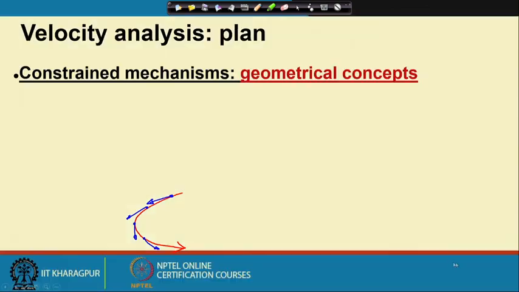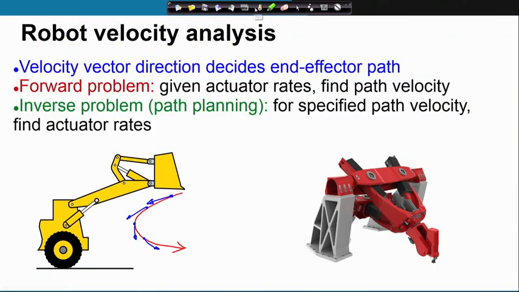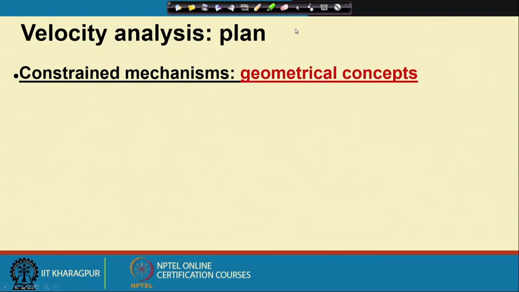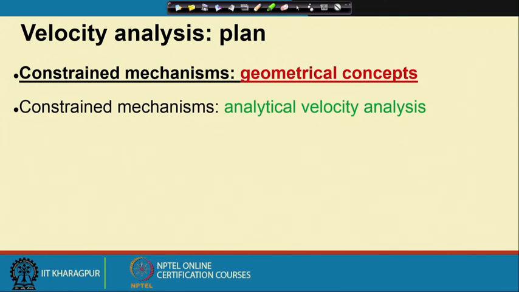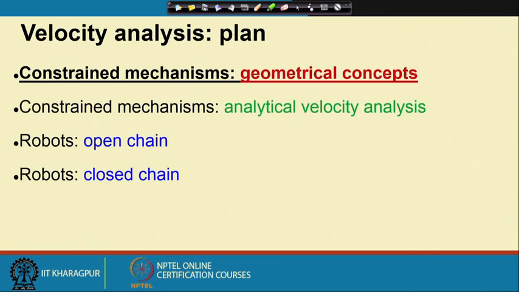Also, for this parallel kinematic machine, if I am given the path, I can find out the velocities along the path, and if I know the input output velocity relations, I can find out the actuator rates. So, our plan was to discuss constraint mechanisms first, and we are discussing geometrical concepts now. We will subsequently discuss analytical velocity relations, robots with open chain configurations and robots with closed chain configurations.